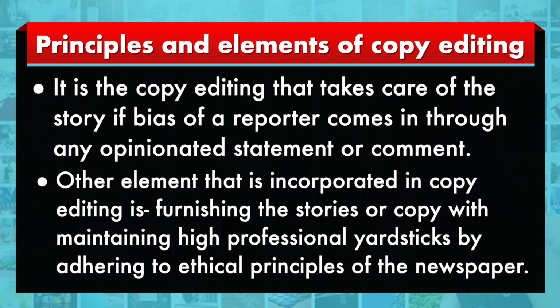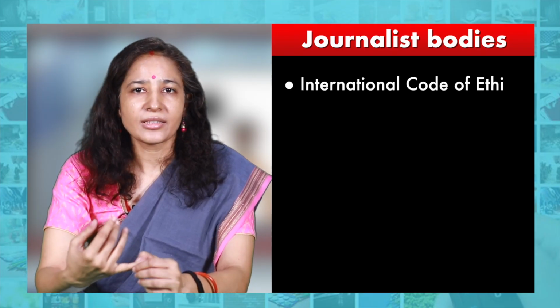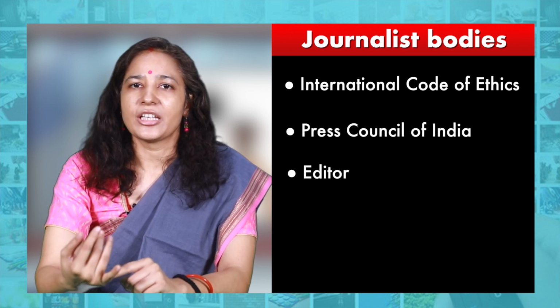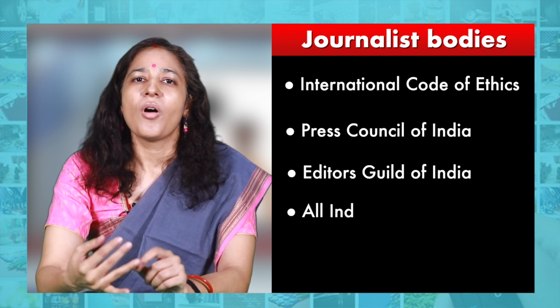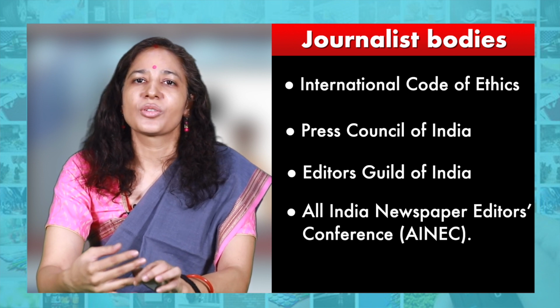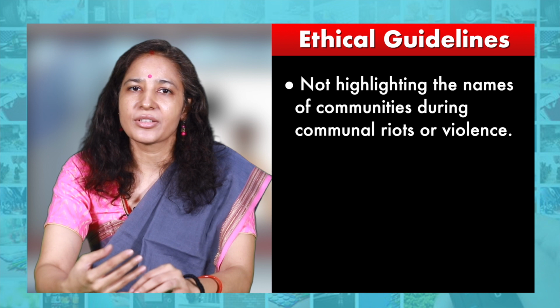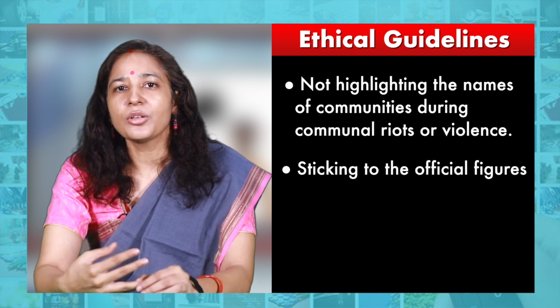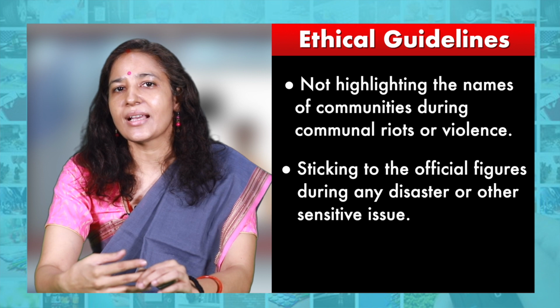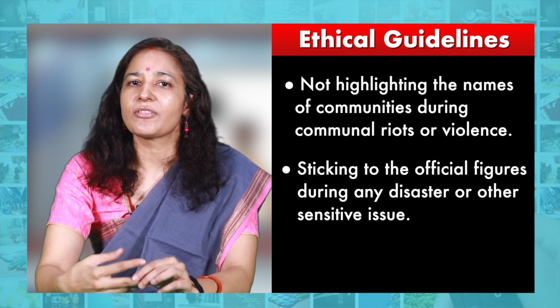Another element that is incorporated in copy editing is furnishing the stories or copy while maintaining high professional yardsticks by adhering to the ethical principles of the newspaper. The best newspapers adhere to the ethical guidelines provided by journalist bodies such as the International Code of Ethics, Press Council of India, Editors Guild of India, and All India Newspaper Editors Conference, that is known as AINEC. For example, not highlighting the names of communities during communal riots or violence, sticking to the official figures during any disaster or other sensitive issue.